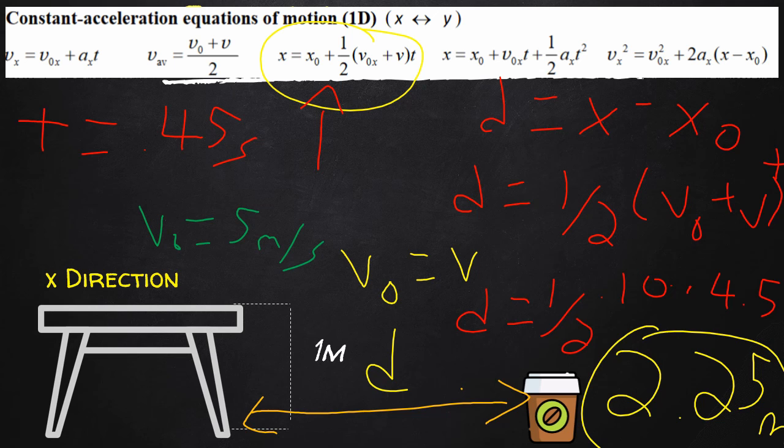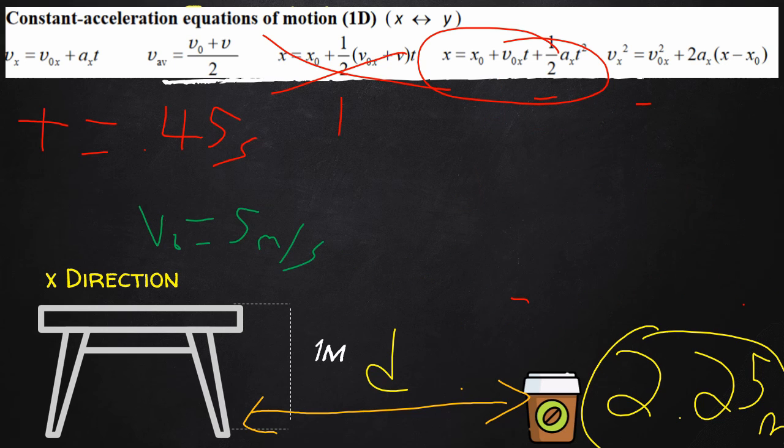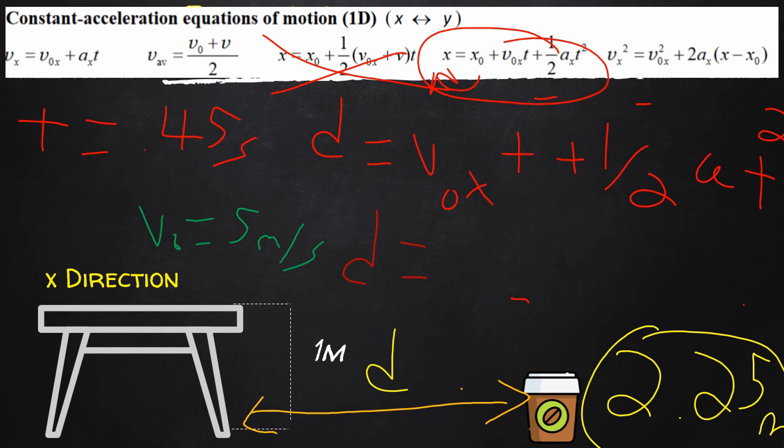Now, what would happen if instead of using this equation, we use this one? Because I said both of them work. Let's go through really quickly and show it's the exact same thing. Once again, we're just going to solve for d, move the x naught to the other side and subtract it, and that's d equals v naught x times t plus 1/2 a t squared. So d is going to equal 5 times 0.45, which is just 2.25 as we already saw, plus 1/2 a t squared.